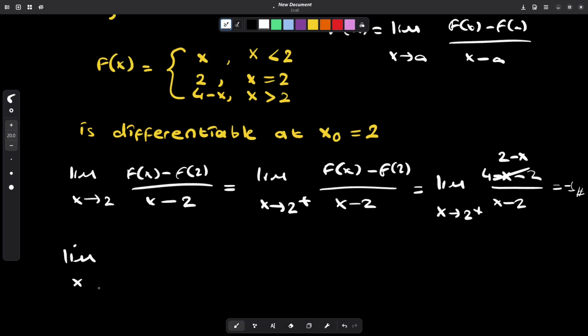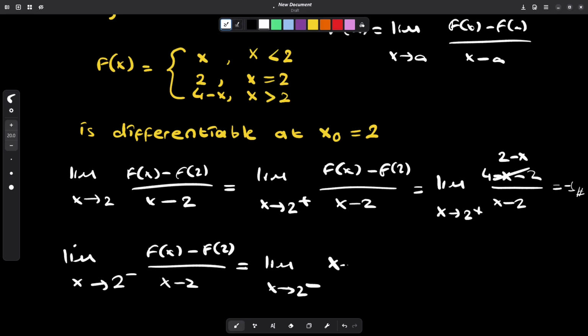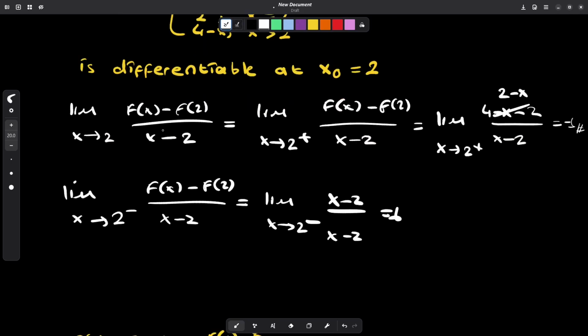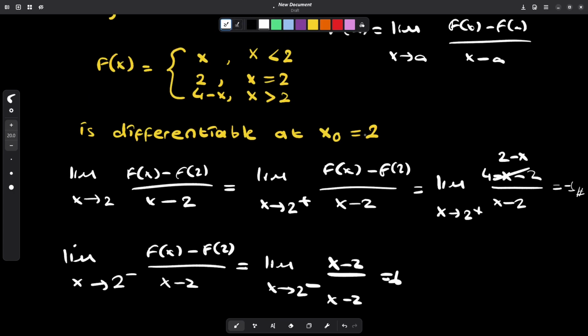This is our first limit. Now let's check the limit from the left side this time. f(x) minus f(2) over x minus 2. x is less than 2 this time, so I'm going to use the x. Limit as x approaches 2 from the left, x minus 2 over x minus 2, which is equal to 1. Since these limits are not equal to each other, we will say we cannot differentiate this function at 2.